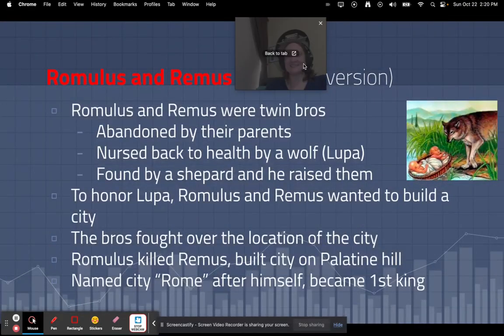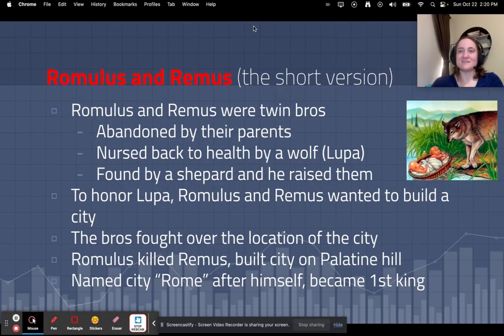All right. So, here's the story. This is the short version. I was going to insert a video about the myth of Romulus and Remus, but I couldn't find any good ones. They're all either too long or just kind of eh. All right, so Romulus and Remus, they were twin brothers. They were abandoned by their parents, and this wolf, whose name is Lupa, found them floating in the river in a basket. So she's the one who raises them, nurses them back to health.